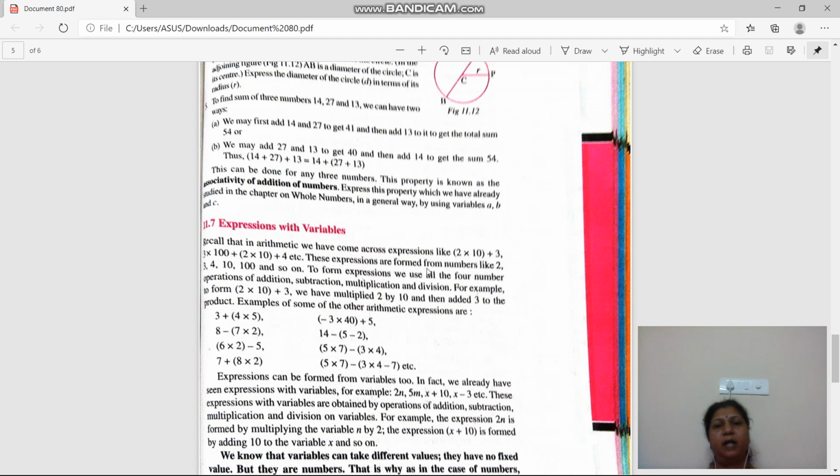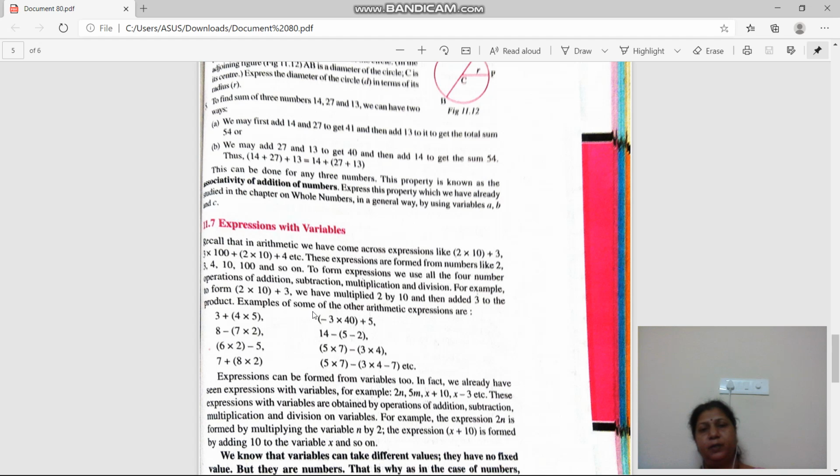These expressions are formed from numbers like 2, 3, 10, 100 and so on. Many numbers we can use, and we have to carry out these arithmetic operations. To form an expression, we use all four operations, that is addition, subtraction, multiplication and division, right? These are the operations we mostly carry out. For example, to perform 2 multiplied by 10 plus 3, we have to multiply 2 by 10 and then add 3 to it.